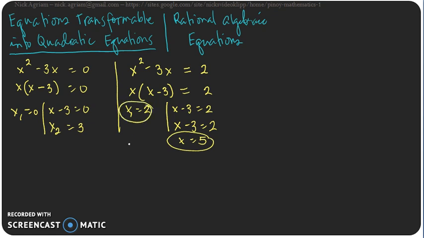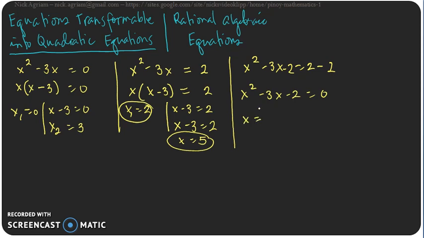As you can see now, 2 and 5. I don't know if you agree that that is wrong. The best thing that you can do with x squared minus 3x is equal to 2 is to transform this into a quadratic equation, a quadratic trinomial. Then we have minus 2 to both sides of the equation, and we have x squared minus 3x minus 2 is equal to 0.